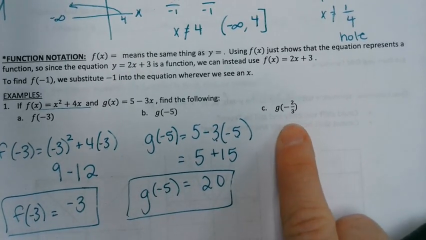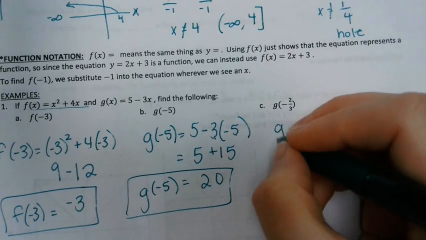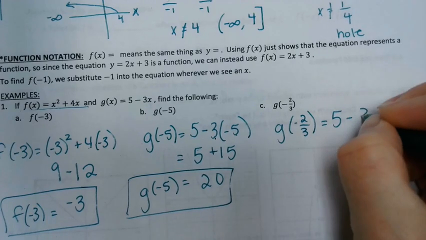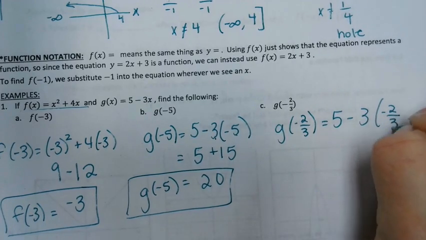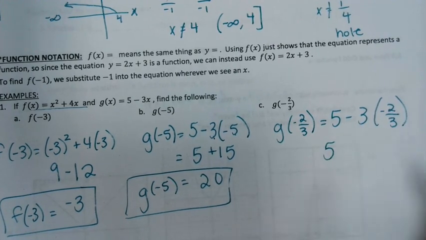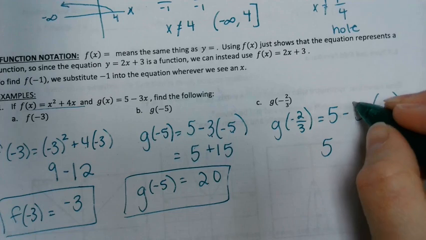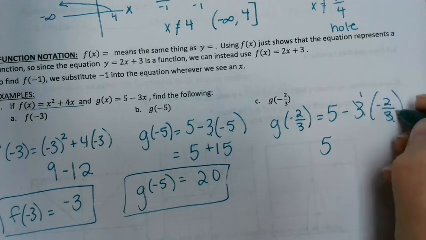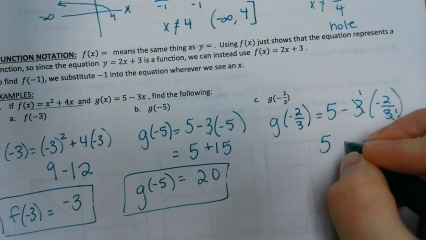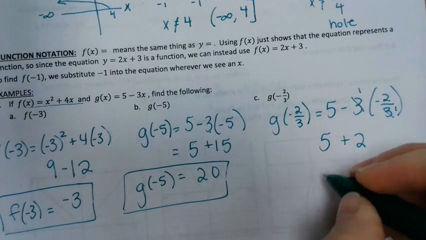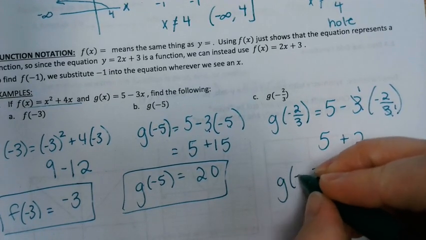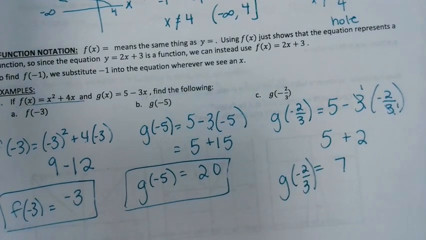Okay, now we have a fraction that we're plugging in for x. So g of negative 2/3 equals 5 minus 3 times a negative 2/3. So we get 5. Well, when you multiply straight across, you can actually cross cancel. So those are both 1s. Negative 1 times a negative 2 is a positive 2. Add those together and you get 7. And you can substitute it in using the calculator if you want. All right, that is it.